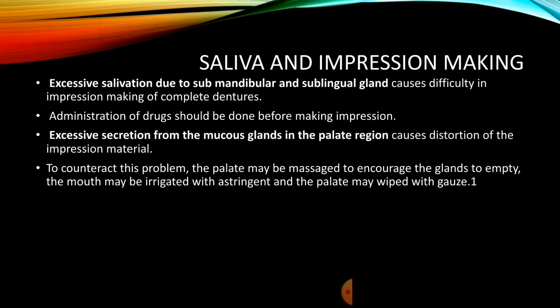Next, saliva in impression making. Many times excessive salivation may cause difficulty in making impressions of complete dentures. In these cases, administration of drugs is usually done before making an impression if it is too difficult. Many times excessive secretion from the mucous glands in the palate region causes distortion of the impression material. To counteract this problem, the palate needs to be massaged to encourage the glands to empty, then it is irrigated with an astringent, and the palate may be wiped with gauze.